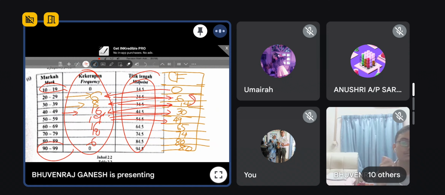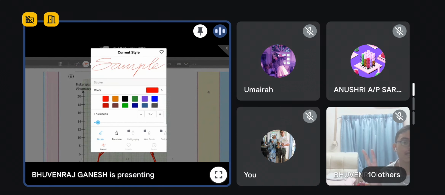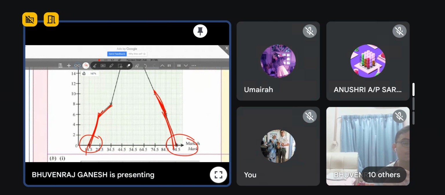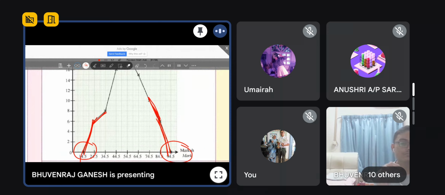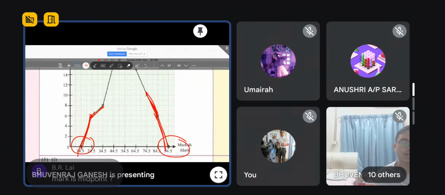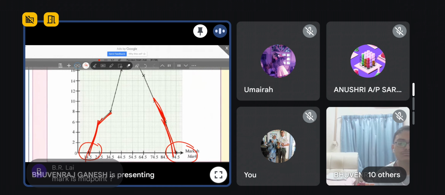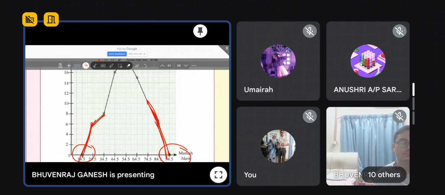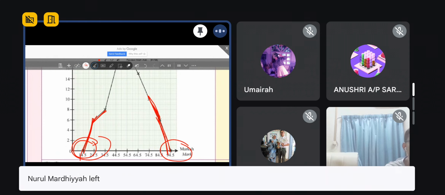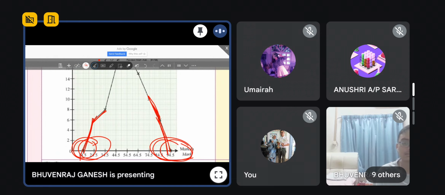What is the reason? For those who have learned the chapter, untuk yang dah belajar, why do we add two more classes? Try to think and see. Anyone? Kalau tak tahu, boleh cakap tak tahu. Why do we add two more classes? Anyone know? Basically, the reason is we must intersect the x-axis. Am I right? Kita kena potong paksi x.